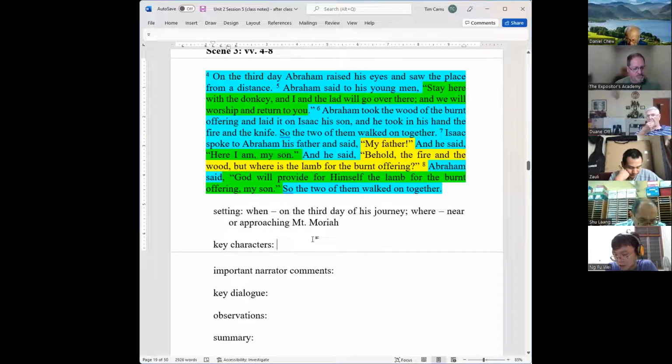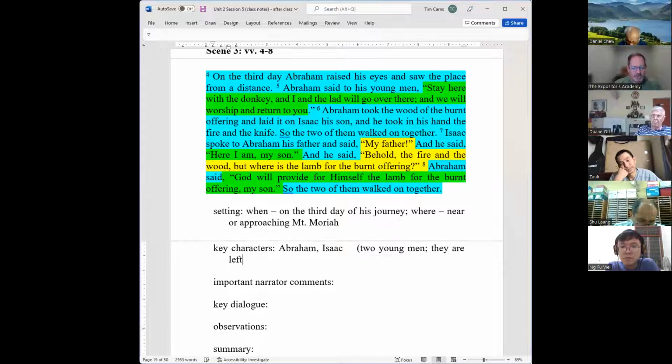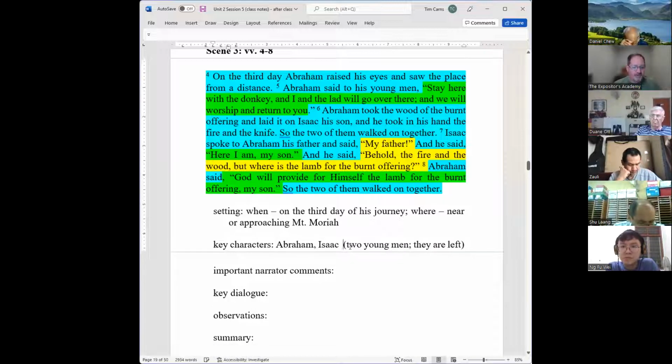Okay. The first one would be Abraham. The second one is Isaac. The third one is the young man. Yeah, the two young men are in the story, and then they are left. So you could note those if you want. They're not key characters, but they are in the story, so we could identify them. But Abraham and Isaac certainly are the main characters.